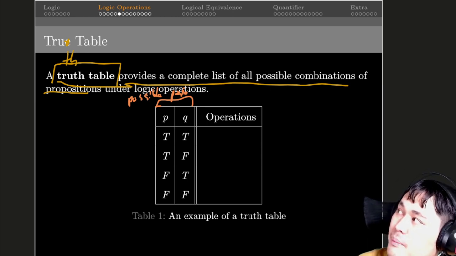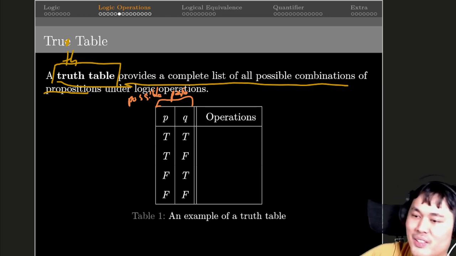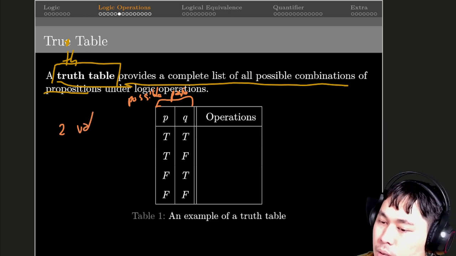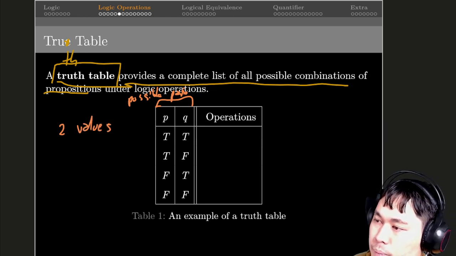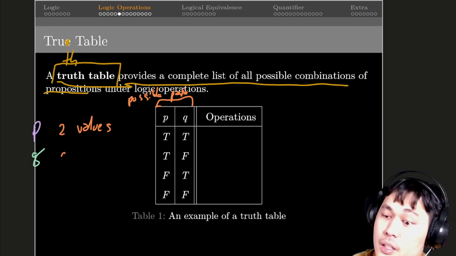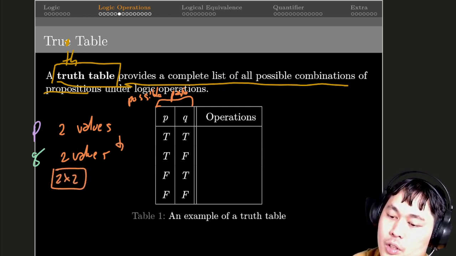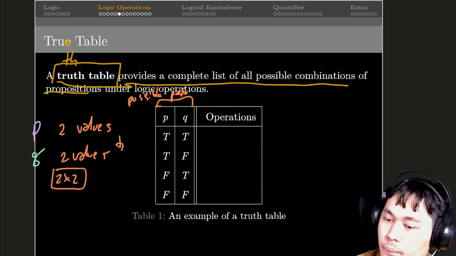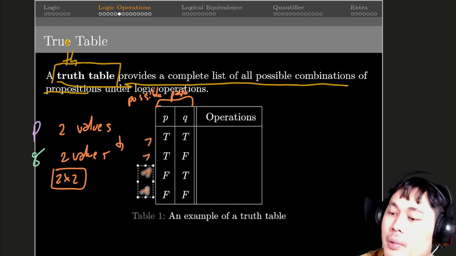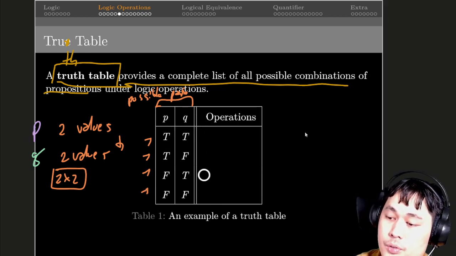And if you know some counting techniques, which is the last lecture for this semester, you will see that there are two values for the first one, which is P, and then there are two values for Q. To find the combinations, you need to multiply them. That's why we see 4 lines, and that's all the possible combinations of two truth values. True, true, true, false, false, true, and false, false.